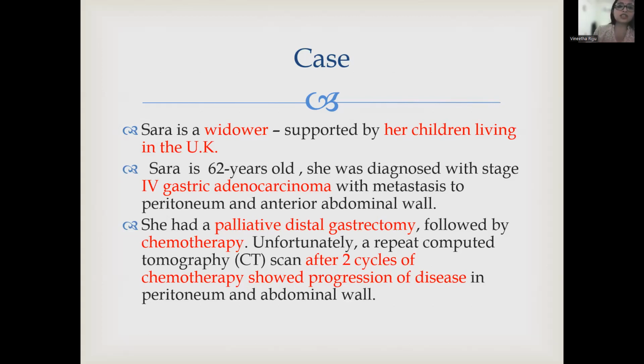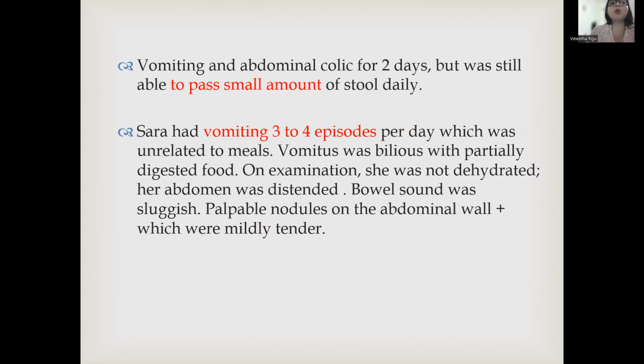So Sarah is a 62-year-old lady diagnosed with stage 4 gastric cancer, metastasis to the peritoneum and anterior abdominal wall. She has had a palliative distal gastrectomy done, and she was given chemotherapy. After 2 cycles, the disease progressed, and she developed vomiting and abdominal colic for 2 days, but was still able to pass small amounts of stool daily. The vomiting was about 3 to 4 episodes per day, unrelated to meals, and the vomitus was bilious with partially digested food.